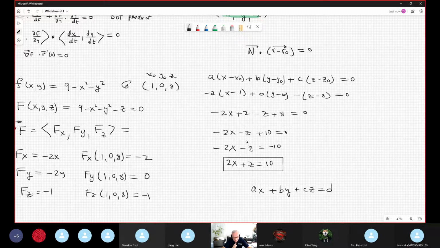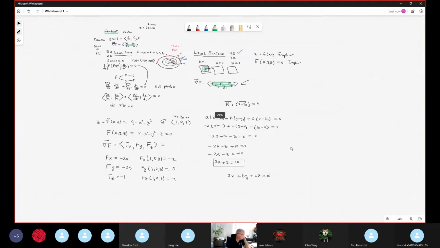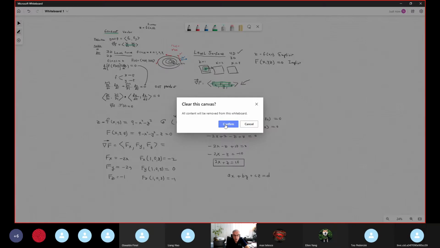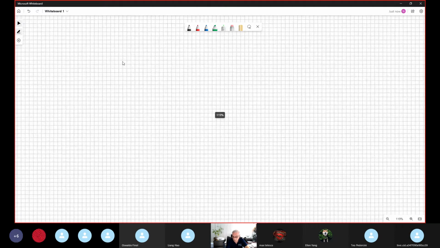So since it is perpendicular to the level surface, we take advantage of this fact to find a normal vector, and we need it to determine the equation of the linear approximation or the tangent plane. Everything is okay? And that's it. And no, we don't finish. This is just the beginning. So this is the fundamental property of the gradient, but we continue to study the gradient and another important property.